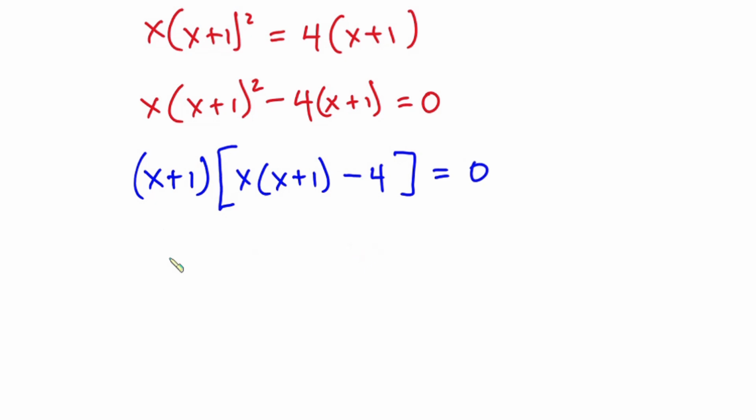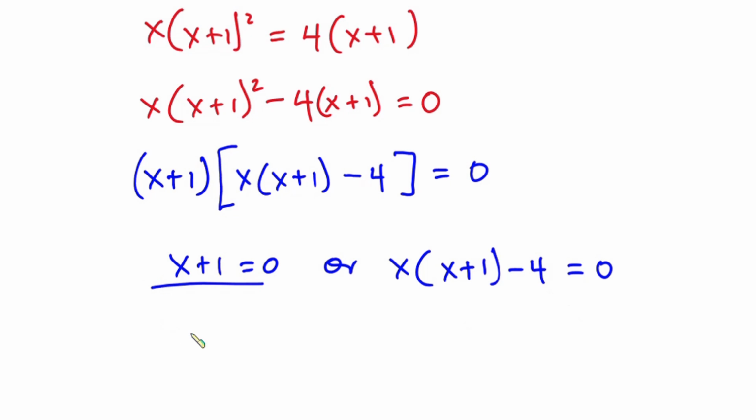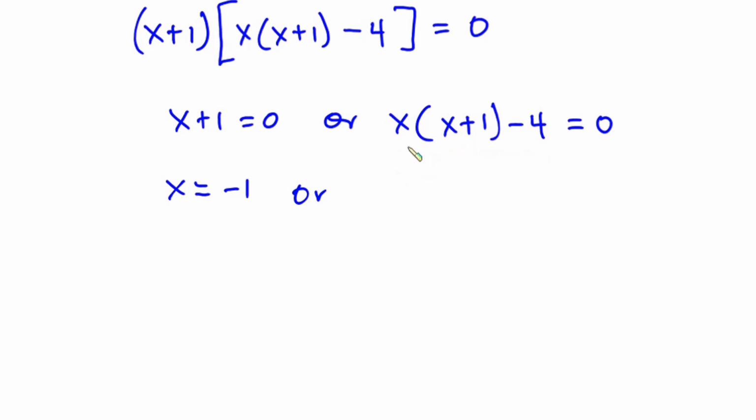Right, now from here I can say that x plus 1 is equal to 0, or what is in the big bracket, which is x into x plus 1 minus 4, is also equal to 0. So from this equation we have x is equal to -1, or, now from this equation let's go ahead and then expand this. We have x squared plus x minus 4 is equal to 0.